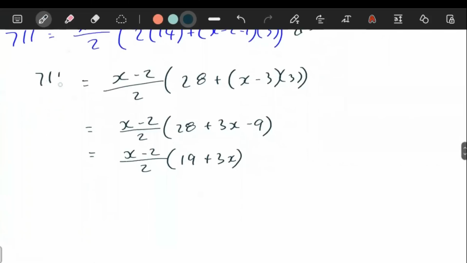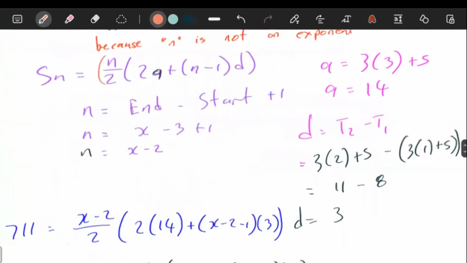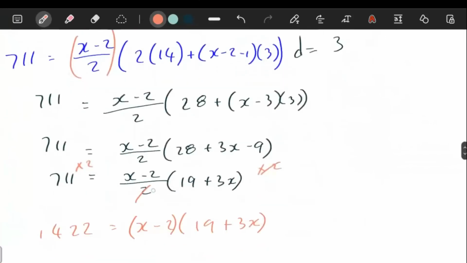Now the 711 is still just here. So here you just have to keep in mind that this 2 here, you can just divide both sides by 2, so that 2 goes away. And then here you're going to have 1422. And then you have x minus 2 here with 19 plus 3x. This is why you have to be careful, because this is together. So don't make the mistake of just multiplying the negative 2 inside. You're going to get a problem, because remember this is together already, all the way until the end. Multiplying by the 2 here is a valid step, fortunately.